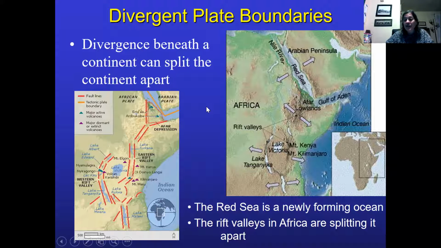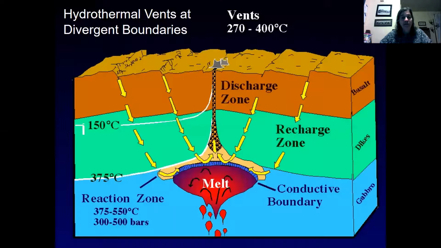So this is interesting, that you can actually take a continent and rip it apart. And over the course of time, we've had various supercontinents in the past, like Pangaea. They have been broken apart through this process of divergence.